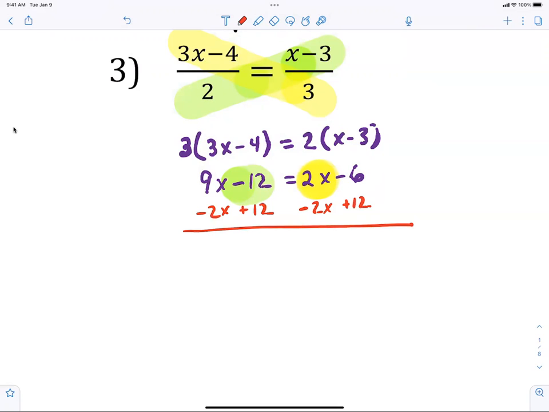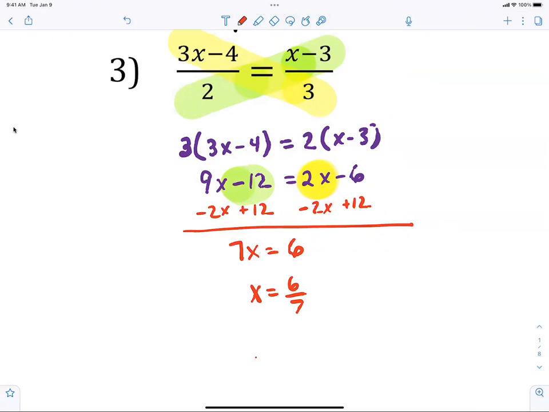Now, 9x minus 2x is what? 7x equals 6. Beautiful. Now, divide by 7. 6 over 7 is my answer.